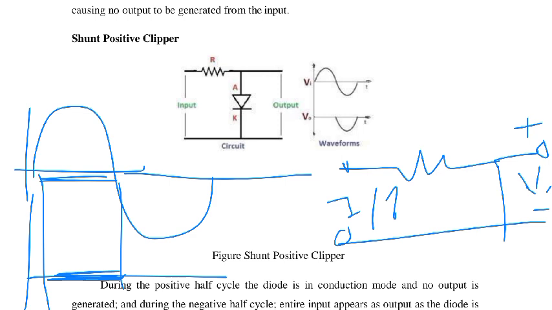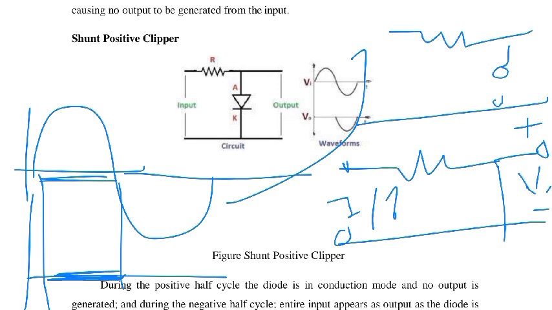If the input is negative, the circuit becomes like this. The diode is reverse biased because of the negative input, and the diode behaves like an open circuit. This is the output and this is the input, so the same input appears as output. Whatever input we have, the same negative input appears at the output. This is the operation of the shunt clippers.